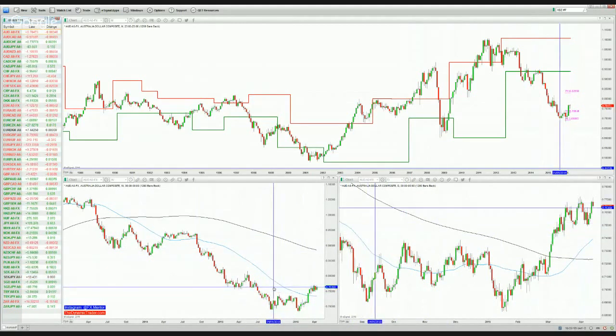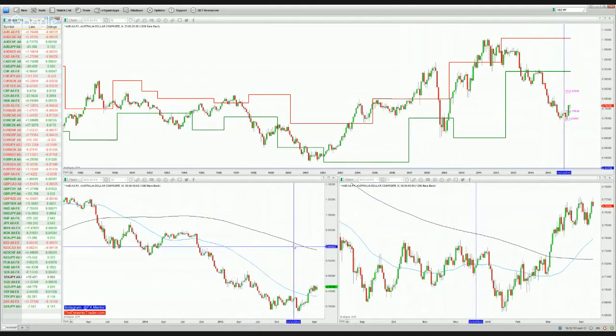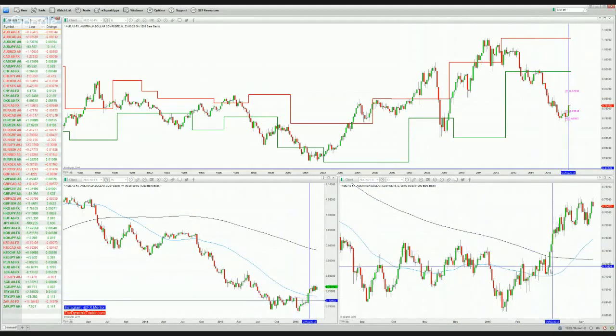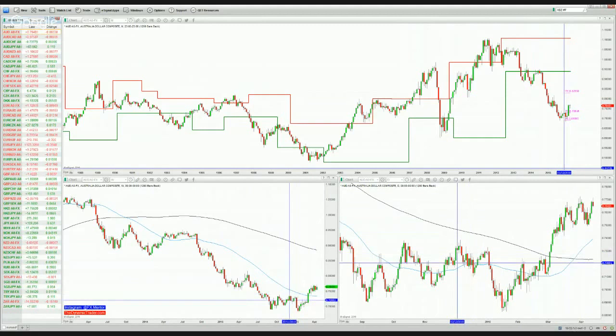So in a strong bull market, I want to see price trading above both moving averages on the weekly and above both moving averages on the daily. In a bull market. In a bear market, I reverse the logic.